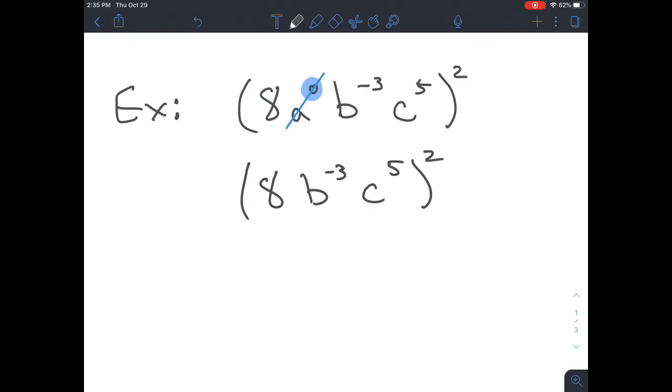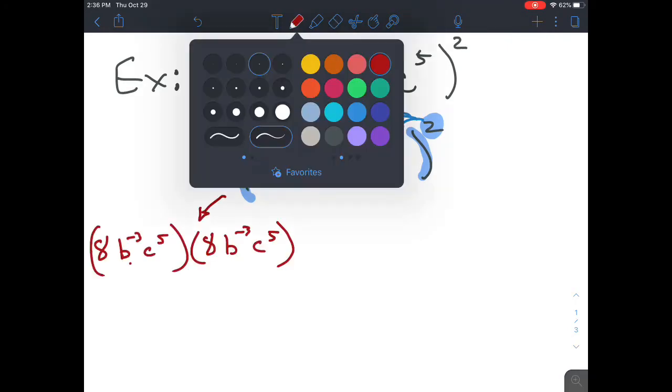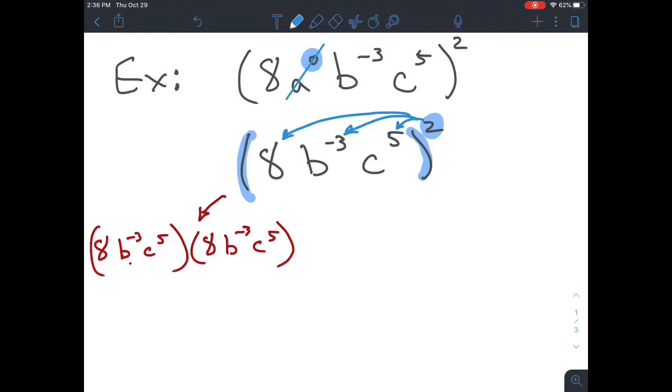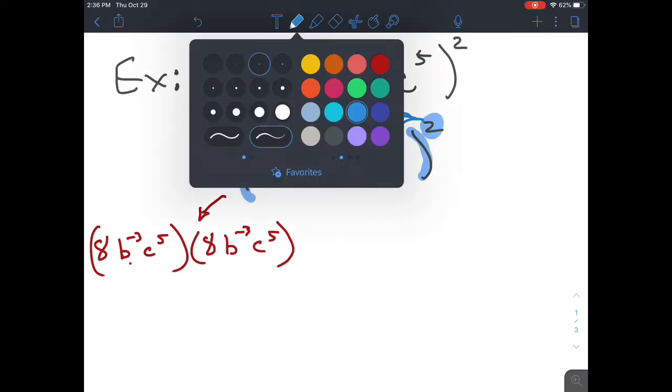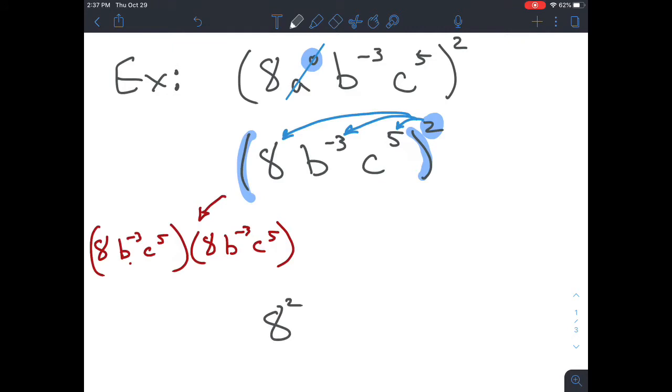The next thing we're going to do is take care of this exponent outside of the parentheses. We are going to then apply him to each of these guys right here. If you were going to expand out this guy, that would help you understand why the power rule is applicable here. What we end up getting is 8. Let's be consistent with colors. I get 8 squared, so that 2 has come down and now sits on top of the 8. I get b to the negative 3 times 2, and I get c to the 5 times 2.